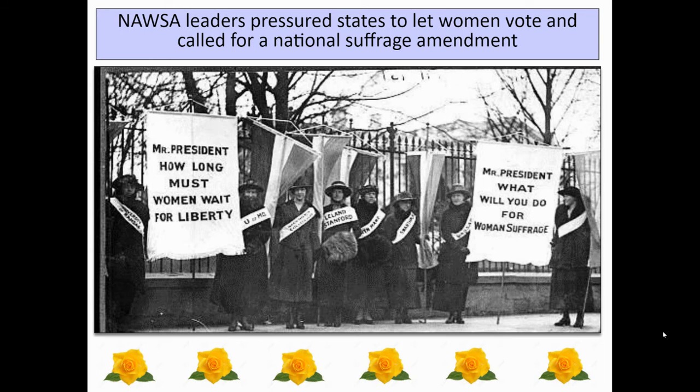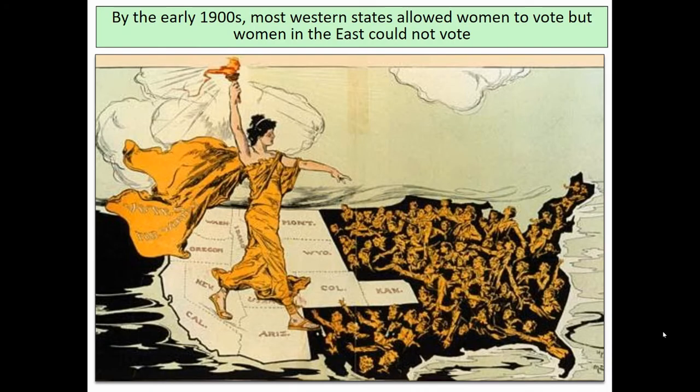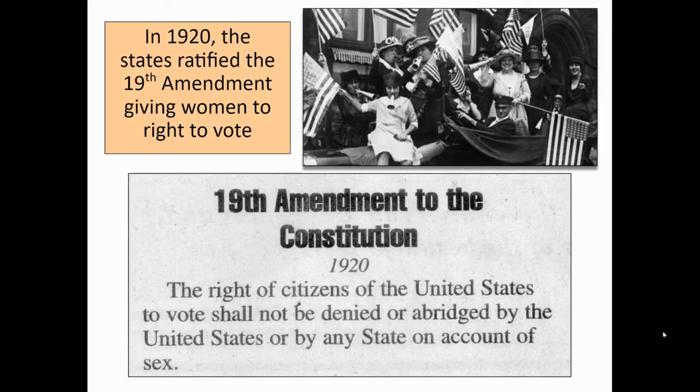Women will stand out in front of the White House, and I will share this story more later. The yellow rose signifies women's suffrage, and that's why they're included there at the bottom. In the early 1900s, most Western states will allow women to vote, even though women in the East cannot. And finally, in 1920, the states will ratify the 19th Amendment, giving women the right to vote.